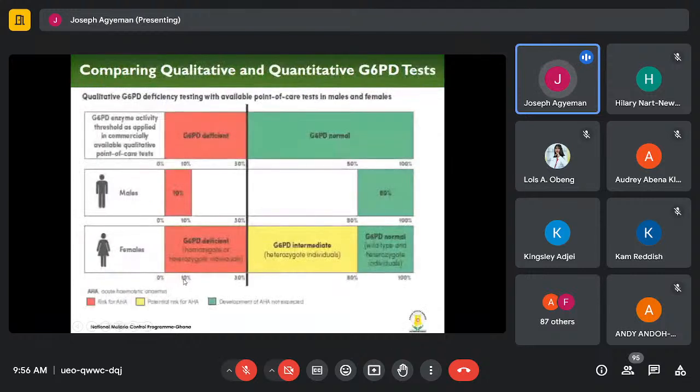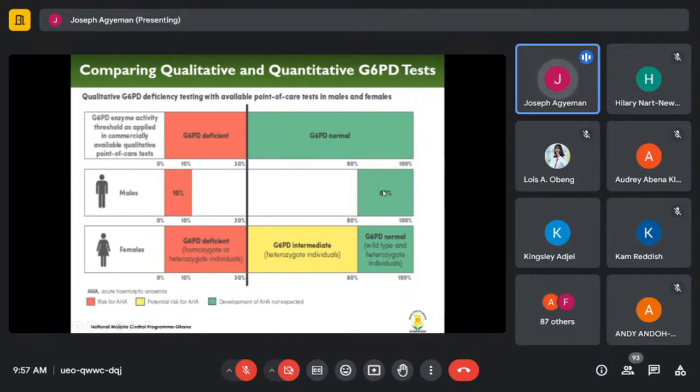So this is how you do it. So yes, this is the confirmation. You can see males, we can only be what? Deficient or normal. Females, you see that we have 3 colors for them. Either they are okay, or they are what? Partial, or they are normal. So that is the enzyme activity.